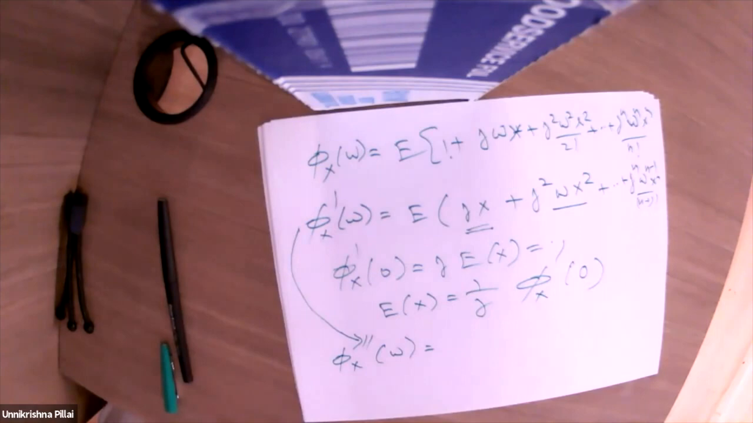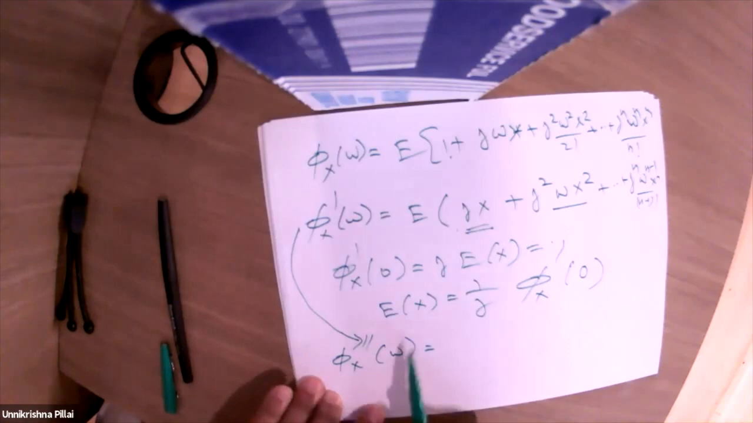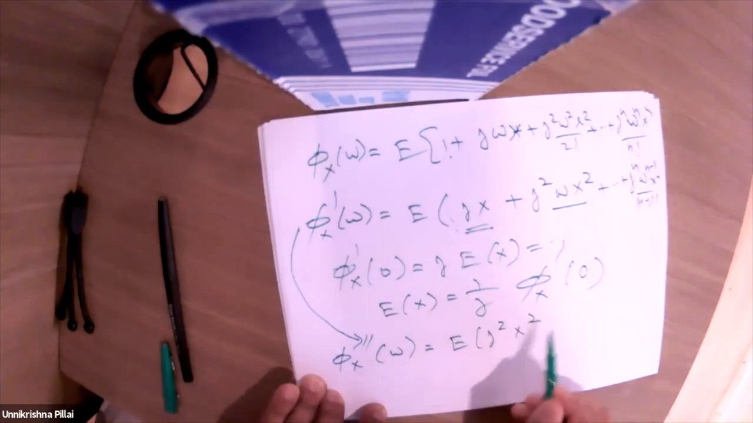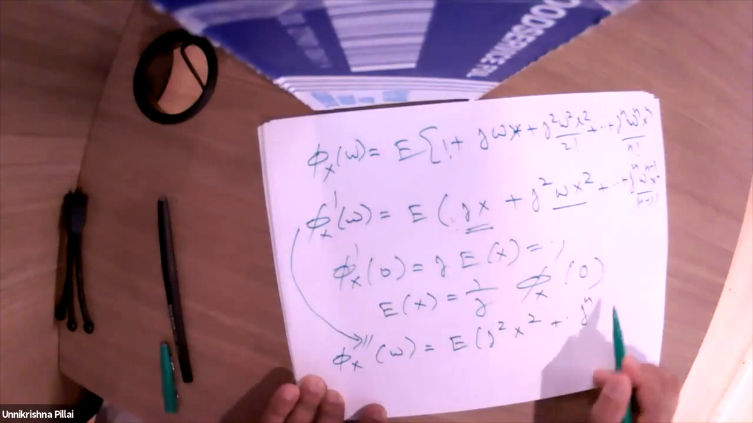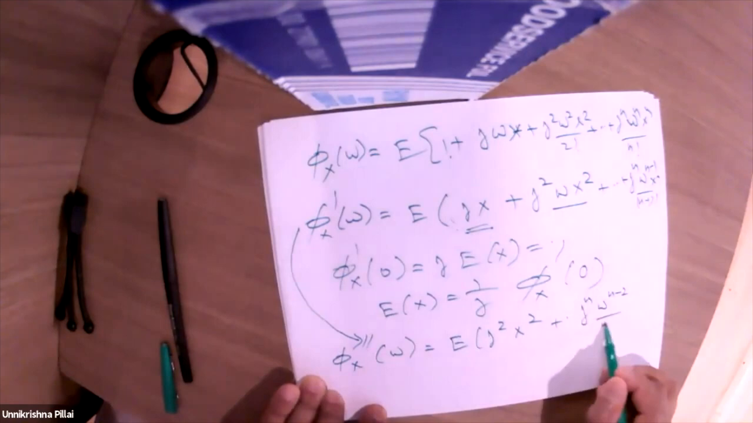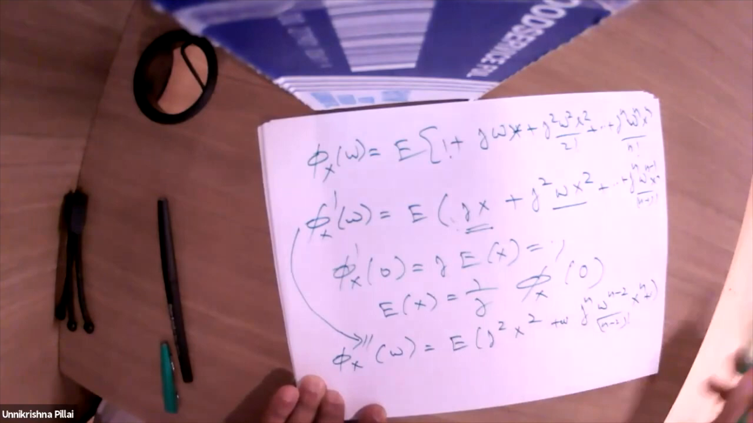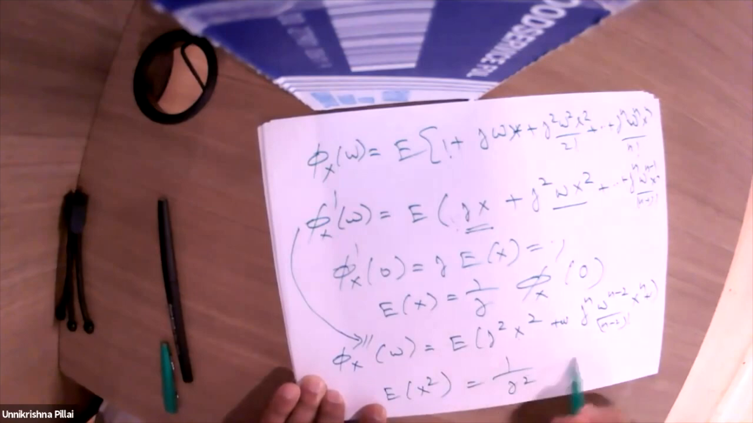Now go back to this expression and take the second derivative. If you take the second derivative, look here. There is no derivative here because there is no omega. Remember, the derivative is with respect to omega. The first term will be j squared x squared, and then so on. Here this will become jn, but omega will become n minus 2, and this will become n minus 2 factorial, etc., but x to the n. The next one will have an omega here. So if I put omega equal to 0, all this will go, and you will get x squared. So the expected value of x squared is 1 over j squared times the second derivative of the characteristic function evaluated at 0.